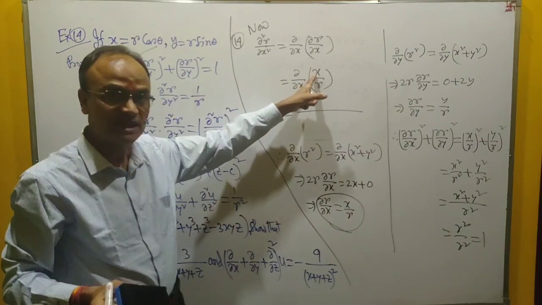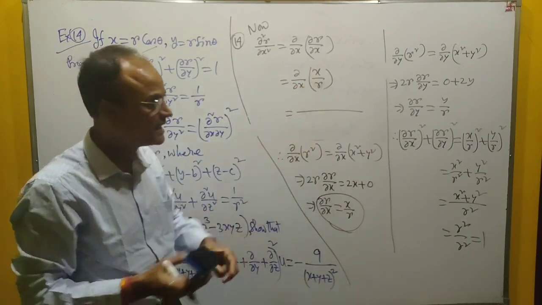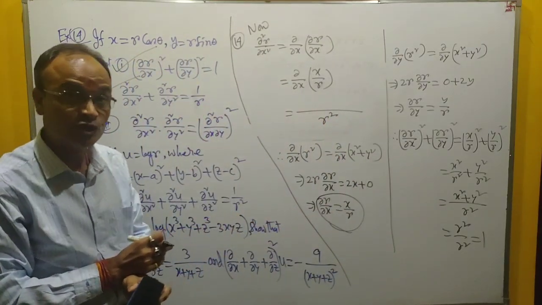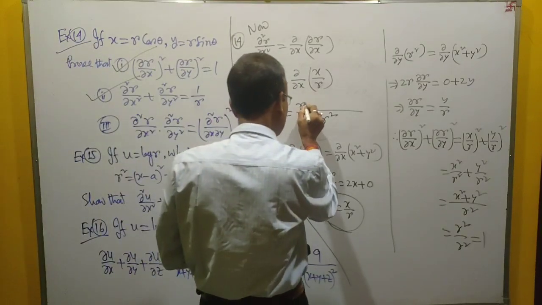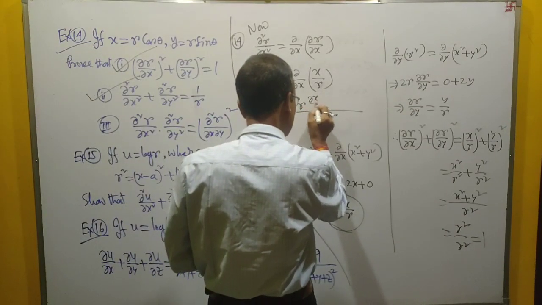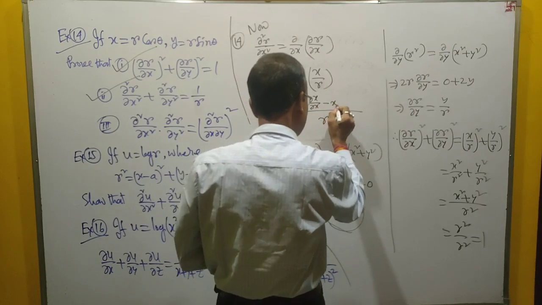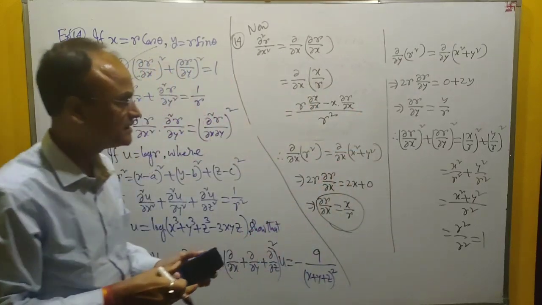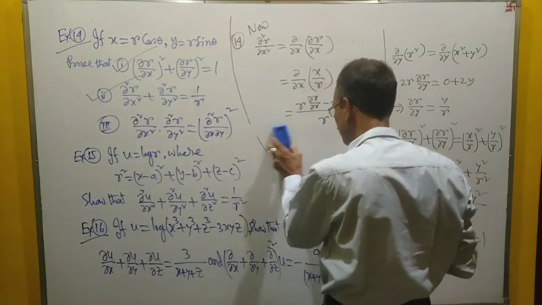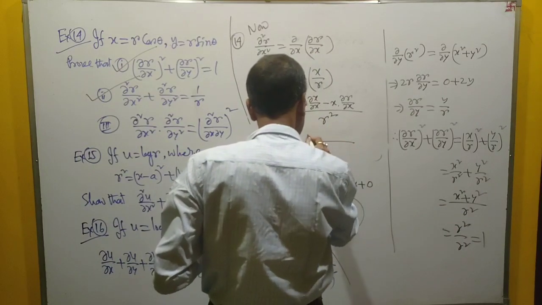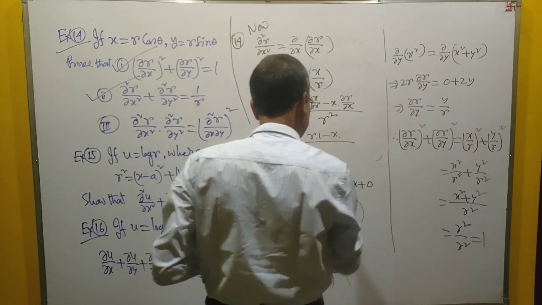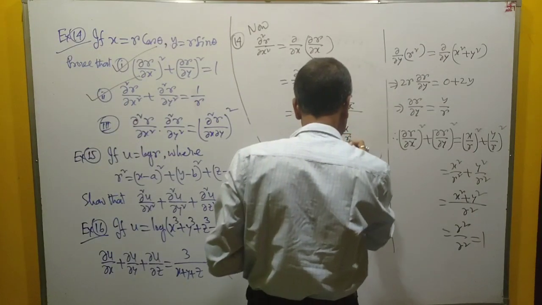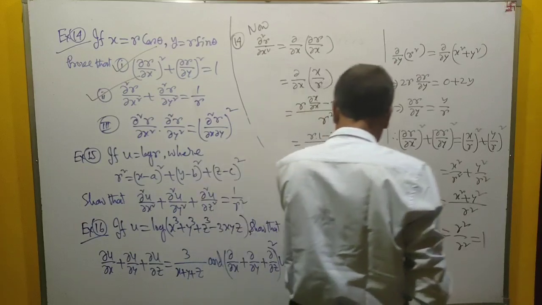You are differentiating partially with respect to x. Therefore, since it is in the denominator, you will have to write denominator square. It is denominator into differentiation of the numerator, minus numerator into differentiation of the denominator with respect to x partially. This is equal to r into 1 minus x. What is del r by del x? It is x by r. And it is r square, x by r.